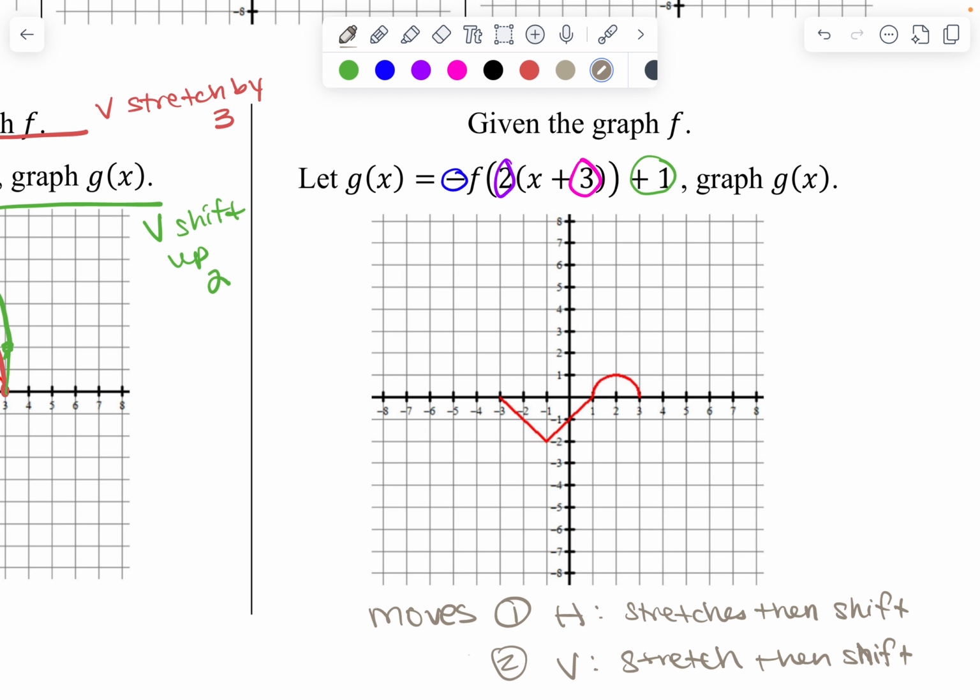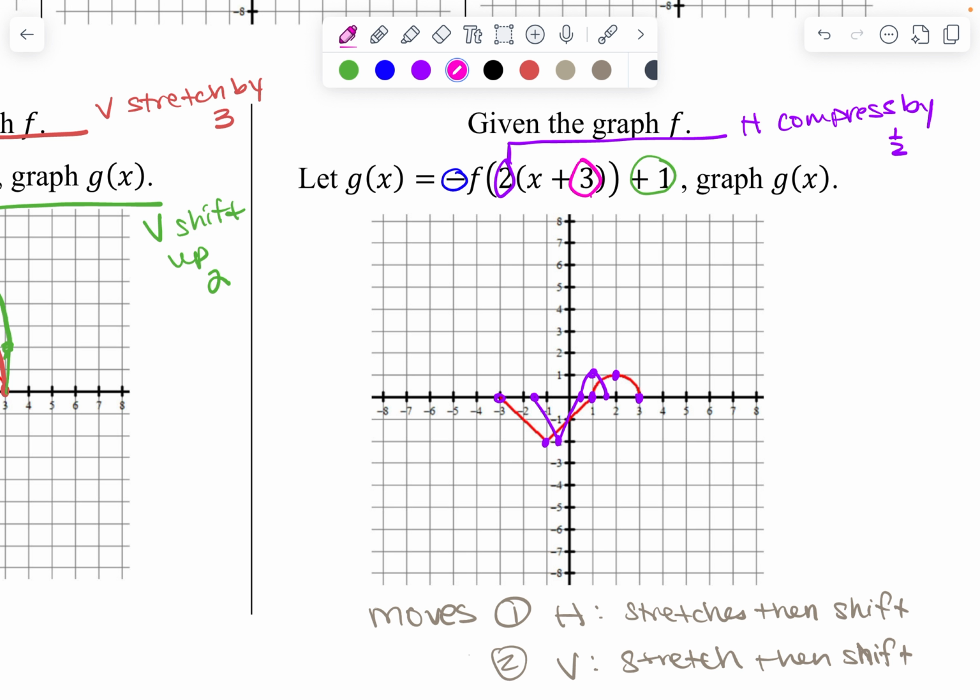And I'm going to color code this so you can see. The first thing we're going to deal with is this 2. This is a horizontal compression because it's Funky Town by 1/2. So I'm going to take every horizontal distance from 0 and cut it in half. So this was at -3. Now it's going to be -1.5. This was here at -1, so now it's going to be at -1/2. This was +1, now it's going to be +1/2. This distance horizontally was 2, so now it's going to be 1. And this here was 3, now it's going to be at 1.5. So this looks like this. Okay, so that's our horizontal compression by 1/2.